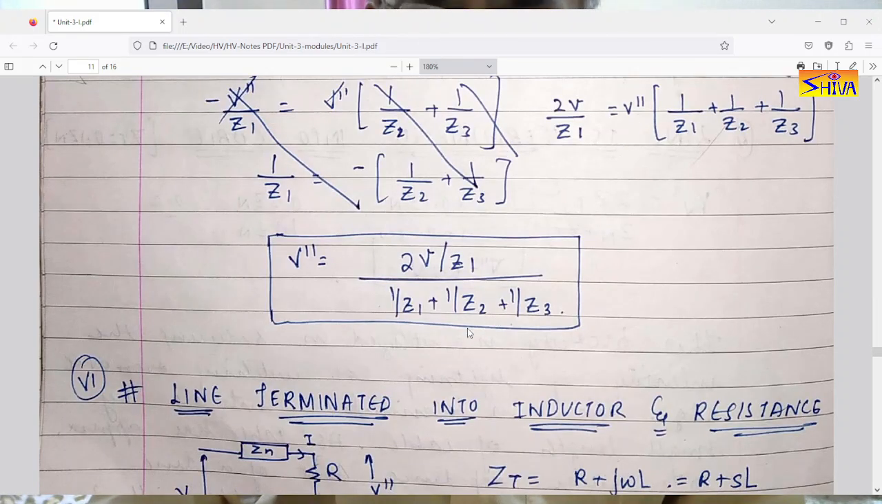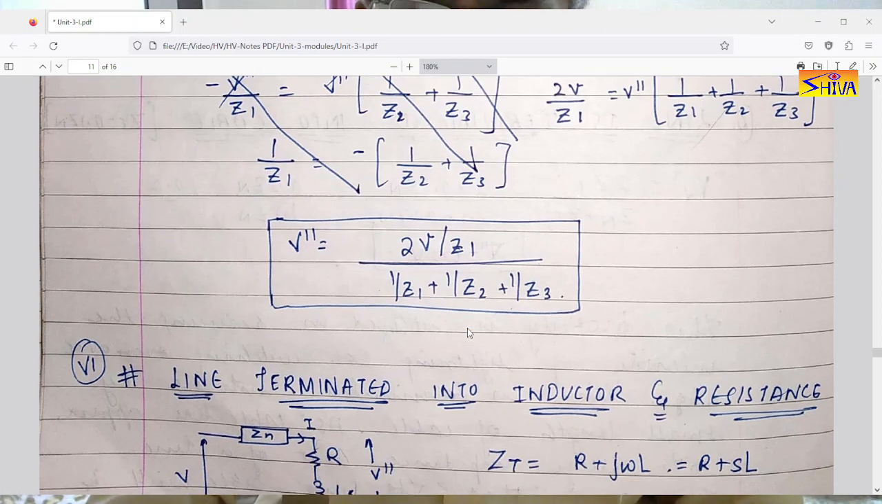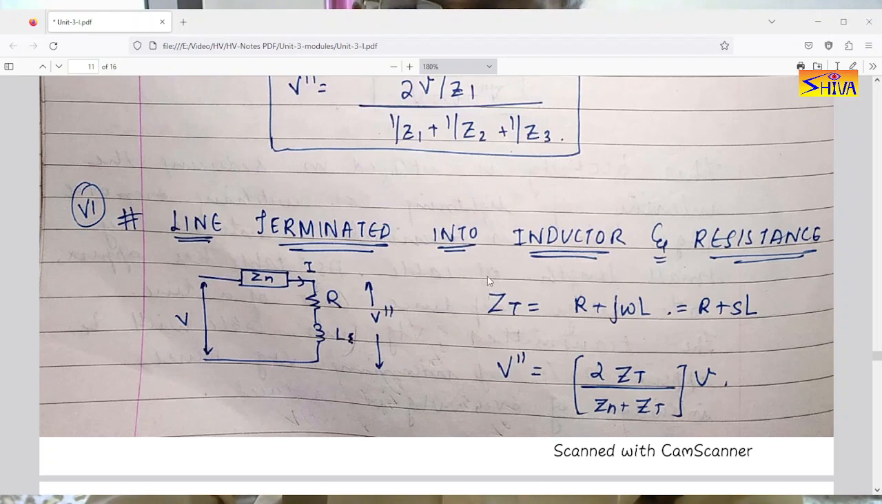So till now we have discussed the cases where there is only resistive element at the terminating point, either resistance, short circuit or open circuit. Now let us see what happens when the terminating impedance consists of energy storing elements, that is L as well as C. So the first case we will consider is line terminating into an inductor and resistance. Basically we are considering an inductor, but the inductor is not a pure inductor, therefore it is a combination of R and L. They are connected in series.